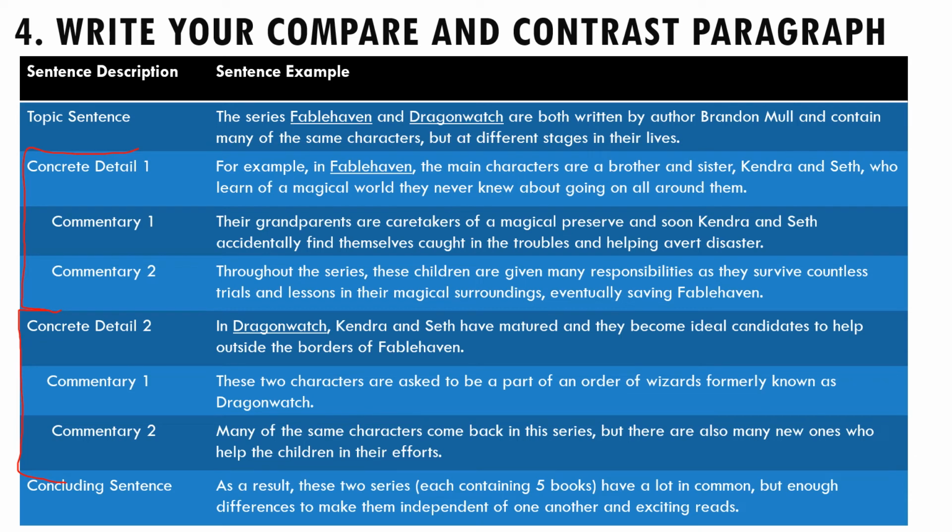For example, in Fablehaven, the main characters are brother and sister Kendra and Seth, who learn of a magical world going on all around them that they never knew about. Their grandparents are caretakers of a magical preserve, and soon Kendra and Seth accidentally find themselves caught in the troubles and helping avert disaster. Throughout the series, these children are given many responsibilities as they survive countless trials and lessons in their magical surroundings, eventually saving Fablehaven. So that's our chunk 1. Oh, where is it? Okay, here it is. There's our chunk 1. Here's chunk 2.